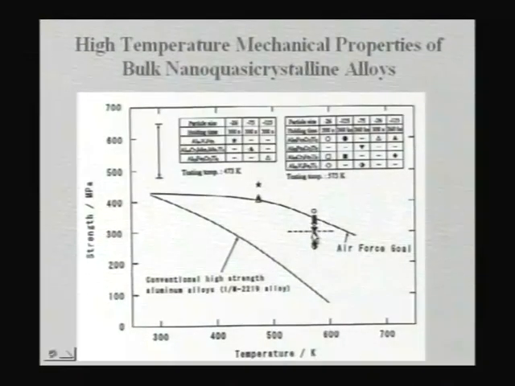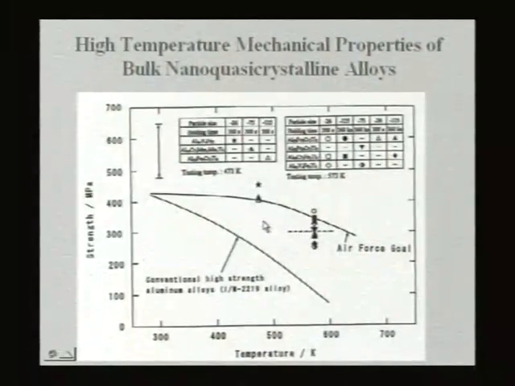very high strengths. For example, conventional aluminum alloys of the 20 series have strength levels like this as a function of temperature, and the usual Air Force limit, Air Force goals, are also shown here. Particularly the defense aircraft want to have very high strengths at high temperatures. Why do they want high strength at high temperature? Efficiency becomes higher.